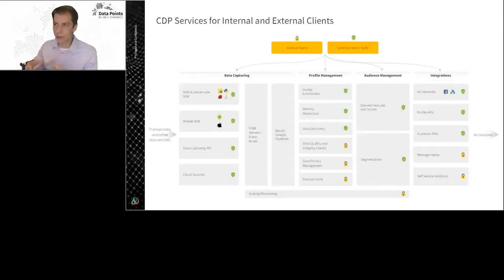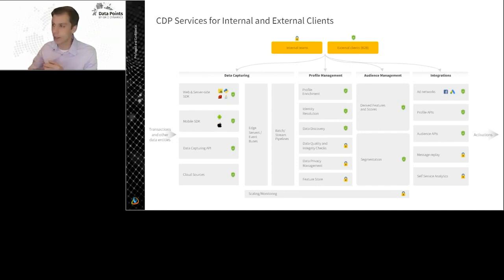The overall layout of such a solution in many cases looks as follows. Generally, companies develop quite advanced data capturing capabilities. It's quite common to develop, for example, different types of SDKs to capture data for web and for server-side applications, for mobile applications, provide different APIs and so on. And then on top of this collected and consolidated data, companies often develop profile management capabilities, do data enrichment, do identity resolution, provide data discovery, support data quality checks, do privacy management, and so on.